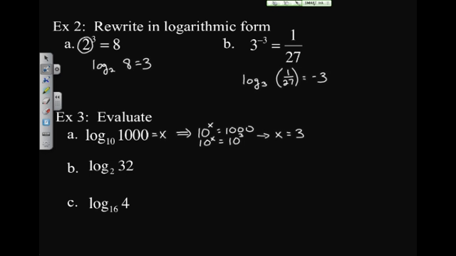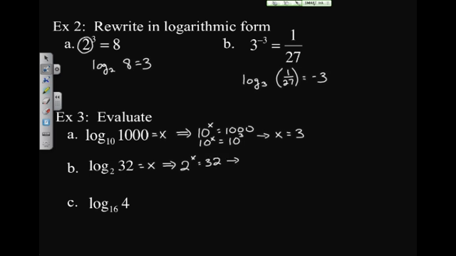So again, the goal is to find the exponent that we have to raise the base to get, in this case, 1,000. So again, for this one, we've got log base 2 of 32. So that is going to give us 2 to the x power equals 32.